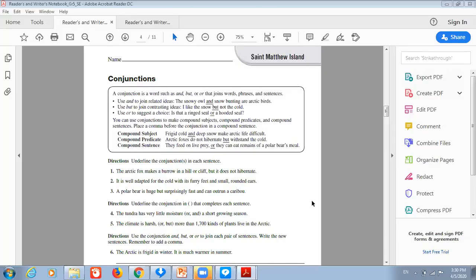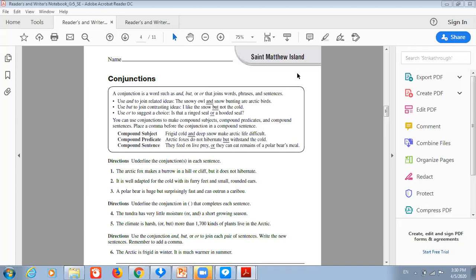In the Readers and Writers Notebook, it's all about conjunctions again. We've learned the rules. We have seen examples. A conjunction is a word such as and, but, or that joins words, phrases, and sentences. We know that. We know when we use and, when we use but, when we use or.